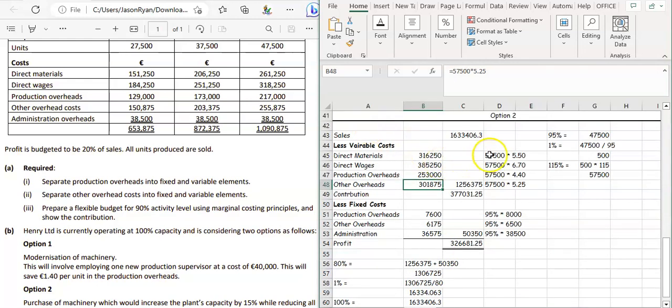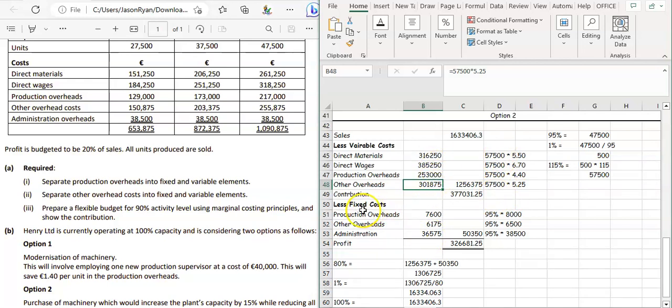So remember, we're going to find out what our units are at that capacity. The capacity is 115%, so we calculated it to be 57,500 units that are going to be produced. We use the variable costs that we calculated in parts A1, A2, and A3: €5.50, €6.70, €4.40, €5.25. We multiply them by the units to find out the variable cost.